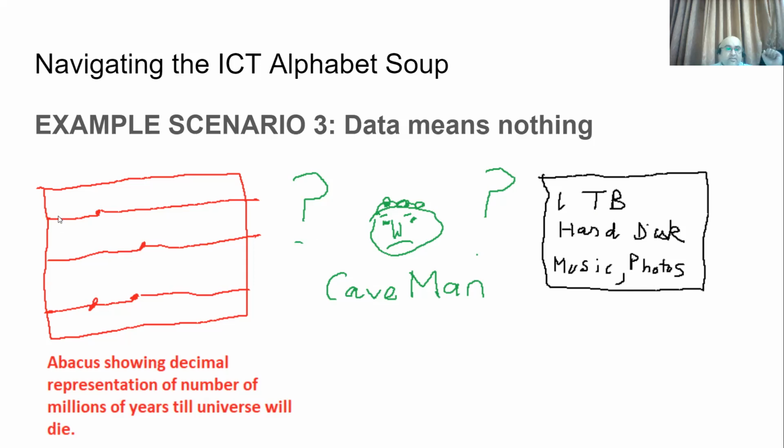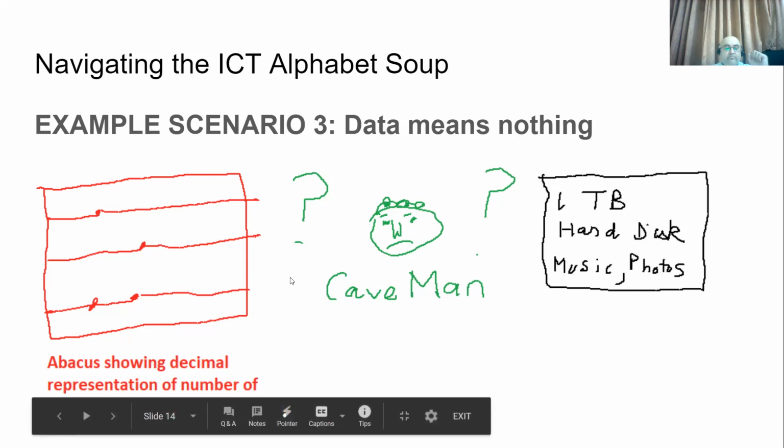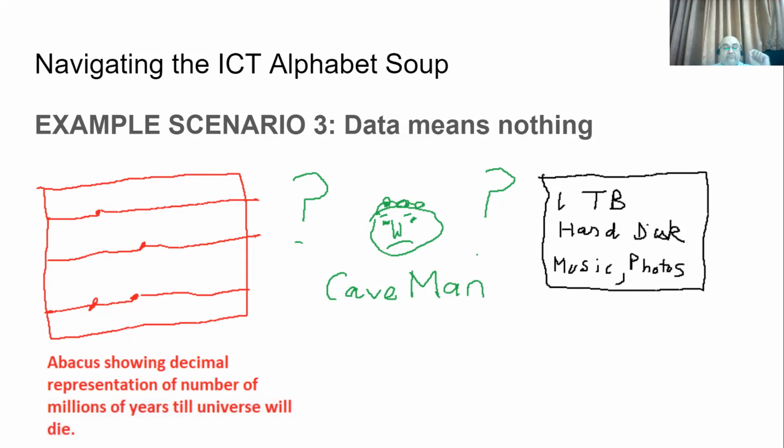Similarly, let's say an abacus. An abacus is basically a primitive calculator, a mechanical calculator. Let's say, for the sake of discussion, that this abacus shows a decimal representation of the number of millions of years left till the universe will end, right? Let's say if I were to put this abacus magically in the cave of that caveman, would it mean anything to him? Let's say he belongs to the pre-abacus era.